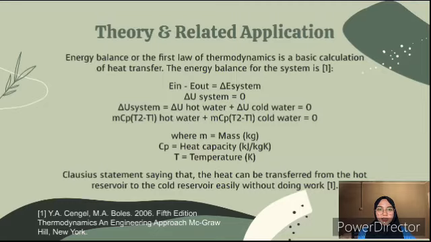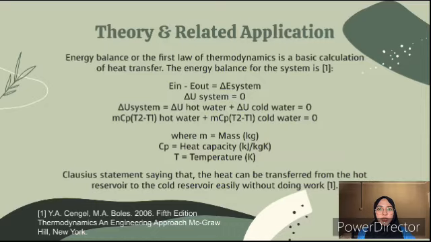Today I will explain about the theory and related application of this experiment. Energy balance, or the first law of thermodynamics, is a basic calculation of heat transfer. The energy balance for the system is E in minus E out equals delta E system, and then delta U system is equal to 0. The delta U system is equal to delta U hot water plus delta U of cold water, which is also equal to 0.